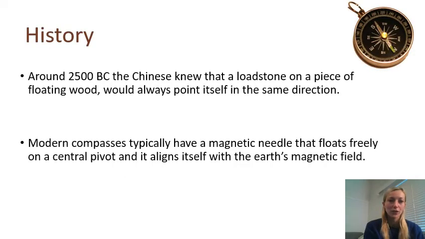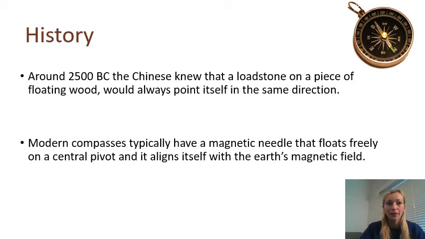A little bit of history for you. So around 2500 BC, the Chinese knew that a lodestone, which is like a naturally occurring magnetic mineral, on a piece of floating wood would always point itself in the same direction. Nowadays, modern compasses typically have a magnetic needle that floats freely on a central pivot and aligns itself with the Earth's magnetic field.